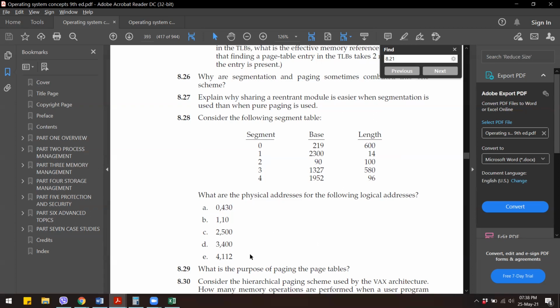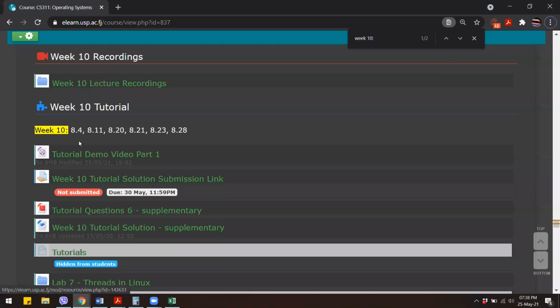Now for your submission, you will complete all the parts in the tutorial, that is from 8.4 to 8.28, and make sure to complete all the parts in each of the questions. We have covered only a few in, I think, 8.20 and 8.28. So attempt all the questions from each of these and submit that in the Dropbox.